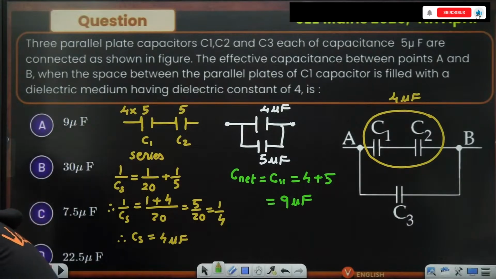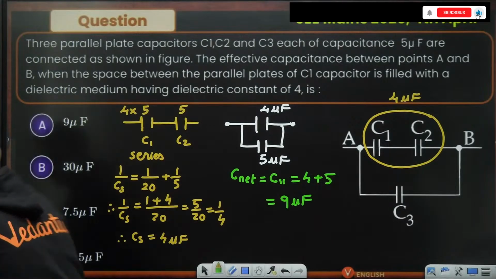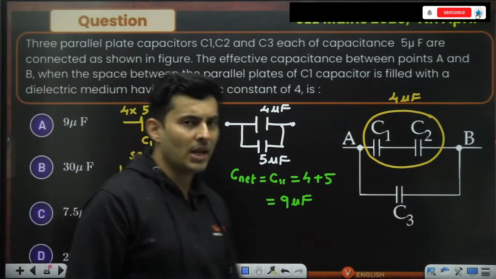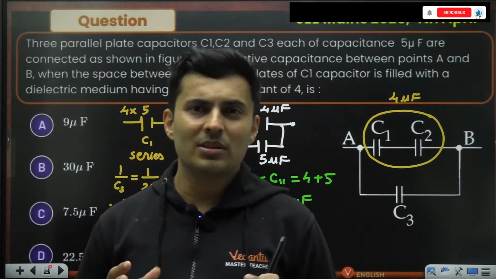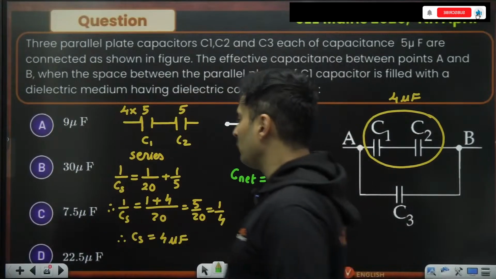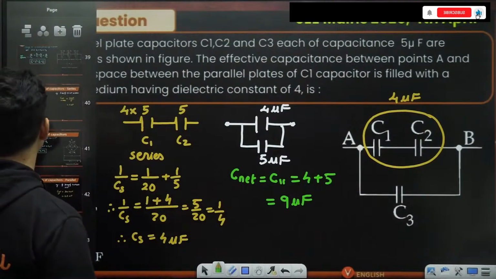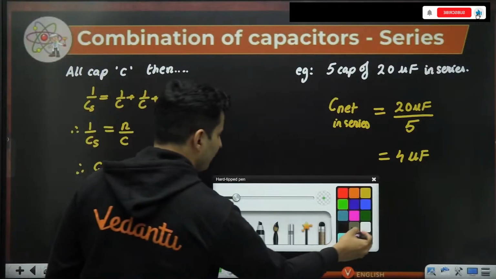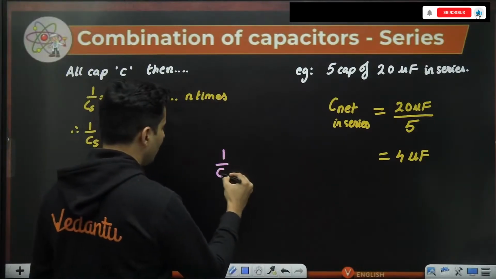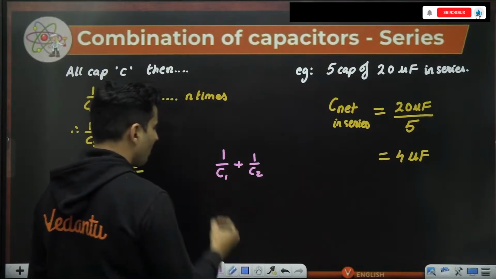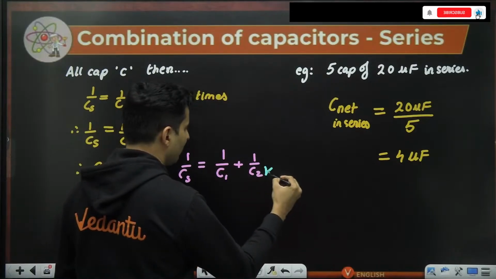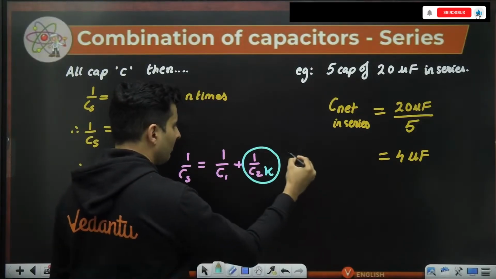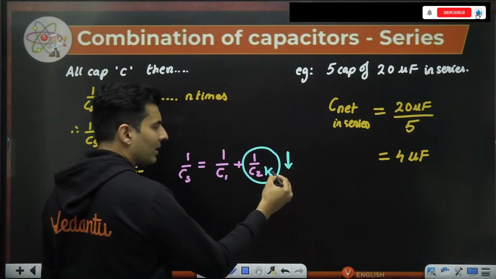Sir, does increasing K increase the net capacitance in both series and parallel? Not necessarily. In parallel, for sure it will increase, but in series, the formula looks reciprocal, right? So think about it for series: earlier you had 1 by C1 plus 1 by C2 is 1 by Cs. Now you put some number over here, for example, K. So what will happen? This number will reduce because K will be like 2, 3, 5, 10.